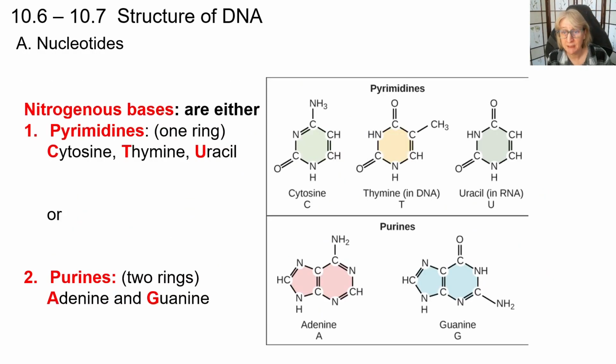The nitrogenous bases are either pyrimidines or purines. Pyrimidines are made of 1 carbon-nitrogen ring, and you do not need to memorize the structure here. I just want you to see that they're made of 1 ring. They're smaller. In pyrimidine, you see the Y. Cytosine and thymine are both pyrimidines. They have Y's in their words too. Uracil, it doesn't have a Y, but it's also a pyrimidine.